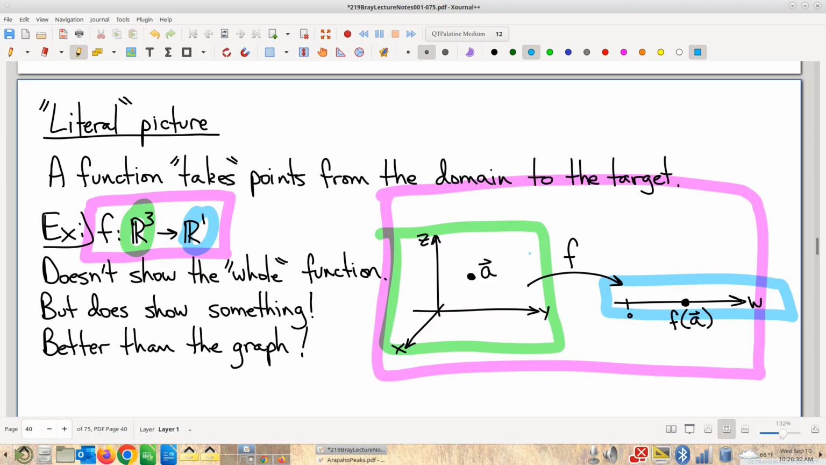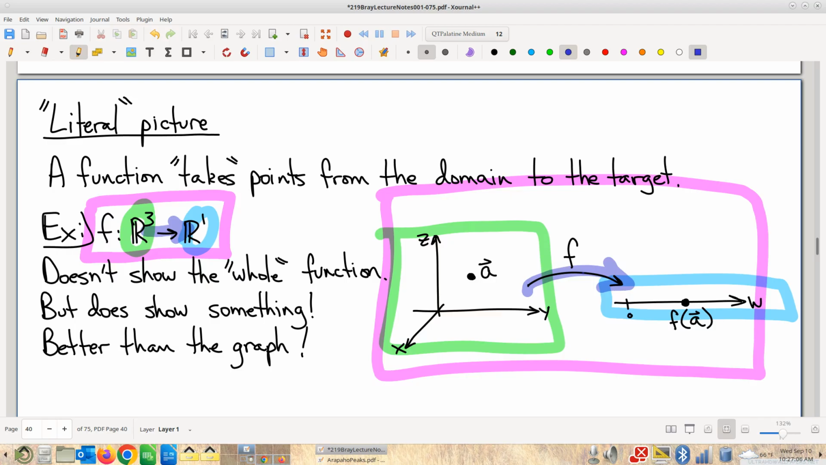I've literally just drawn the domain and the target, and then I literally represent this action of taking points from the domain and sending images into the target. That action I literally just represent by way of something like this. So this is what I like to call the literal picture of a function. I don't know if there is a more agreed upon name for this picture. I don't remember ever seeing one. Anyway, I'm going to call it the literal picture. If nothing else, I think that's an accurate description.